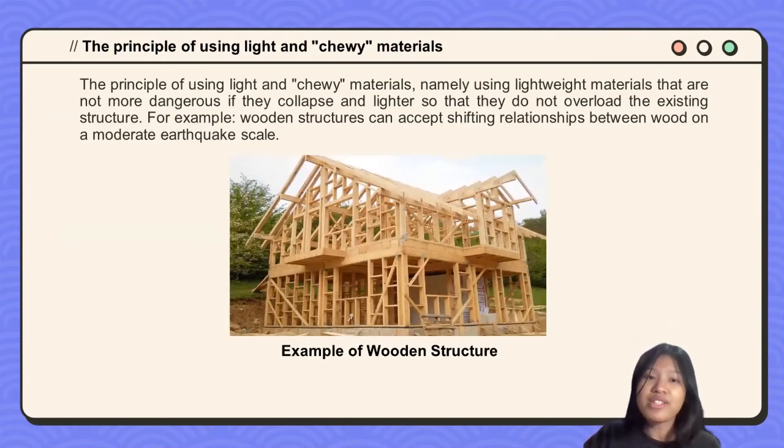Third is the principle of using light and chewy materials, namely using lightweight materials that are not as dangerous if they collapse, and lighter so that they do not overload the existing structures. For example, a wooden structure can accept shifting relationships between wood on a moderate earthquake scale.